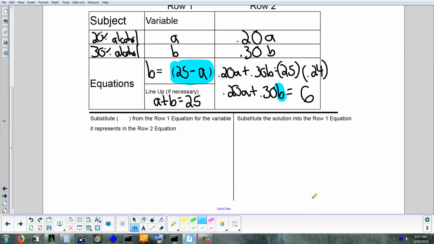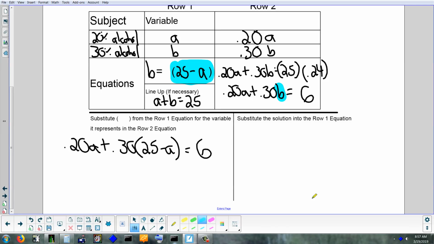Donovan? 0.20A plus 0.30 times parentheses 25 minus A equals 6. Perfect. Blue for blue. Wherever I see this letter, I'm putting this information in the other equation.